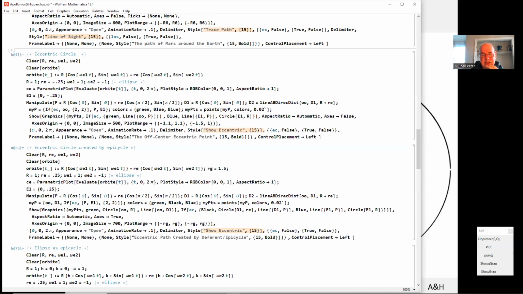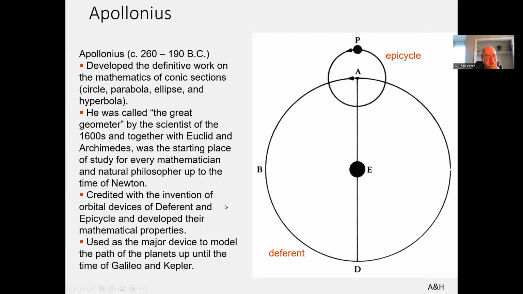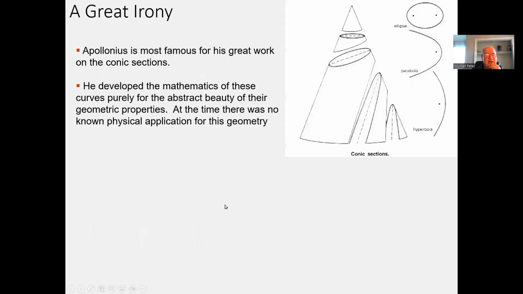Okay, let's go now. What is Hipparchus going to do with this device that Apollonius hands him? Before we leave Apollonius, though, Apollonius is famous for two things. First of all, giving us the deferent epicycle mechanism for the astronomers. He's more famous and more important in the scientific revolution. He's one of the three great mathematicians, three great geometers of antiquity: Euclid, Archimedes, and Apollonius, in that order. Apollonius is a younger contemporary of Archimedes. And his great work was on the conic sections, the parabola, the ellipse, and the hyperbola. He pretty much wrote the book on the mathematical properties of those curves.